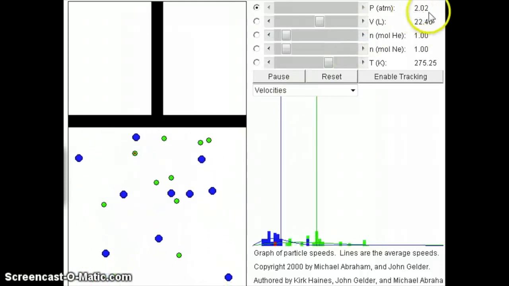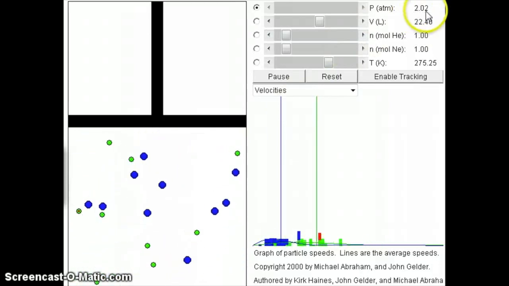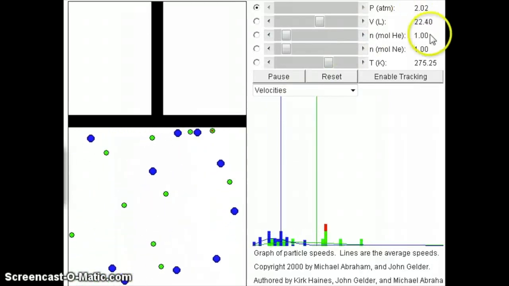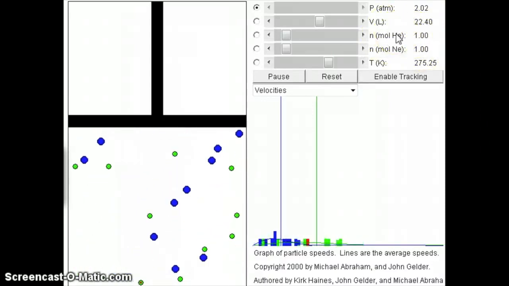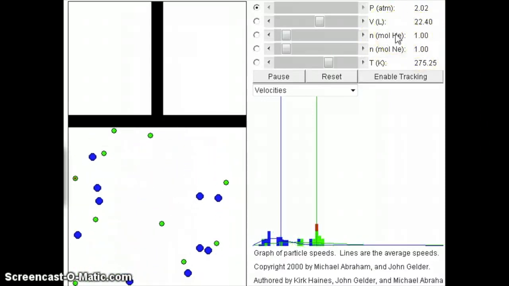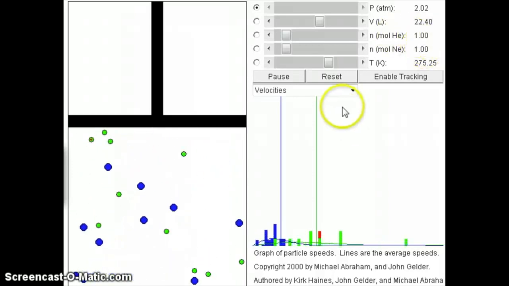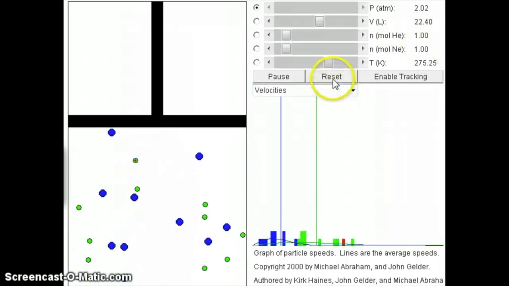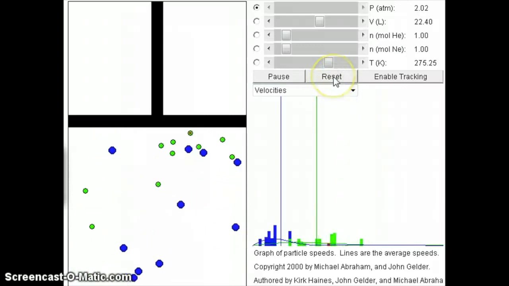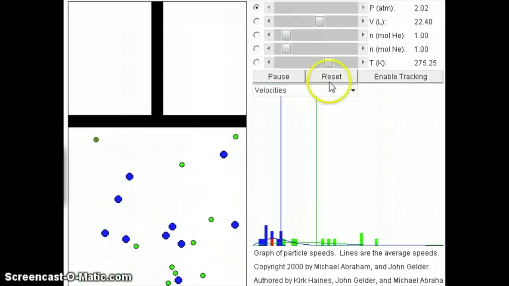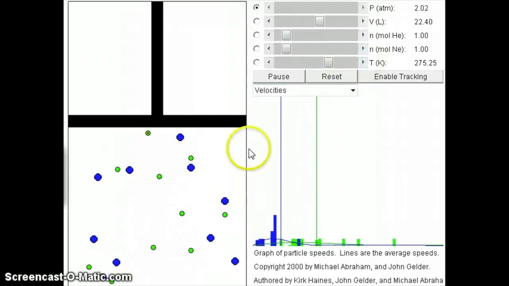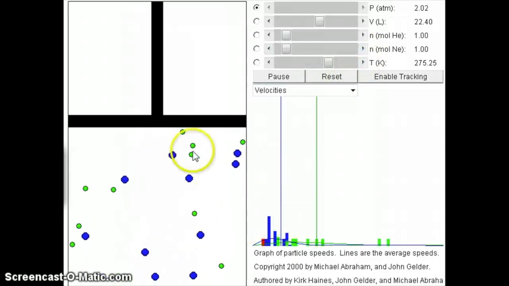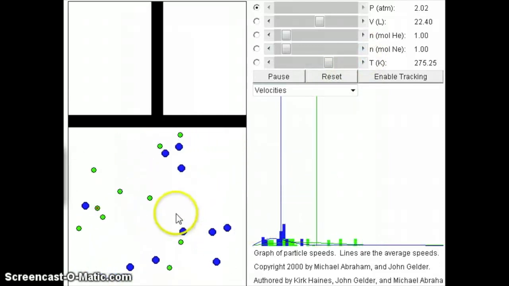You see the total pressure is 2.02, which is exactly the same as when we have 2 moles of helium. If you don't believe me, you can play back that video when I added 2 moles of helium instead of 1 mole of helium and 1 mole of neon. You have the same exact number. What that does is demonstrate Dalton's law. Dalton's law says that the total pressure is equal to the partial pressure of gas 1 plus the partial pressure of gas 2, and the partial pressure depends on the number of moles. The question is why? Think about it.